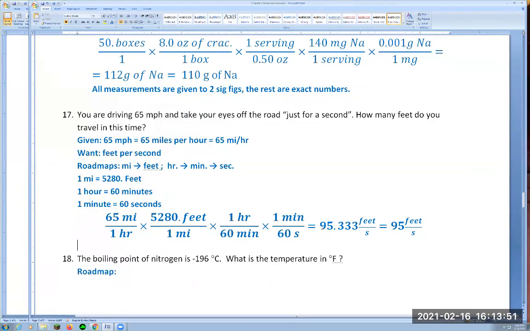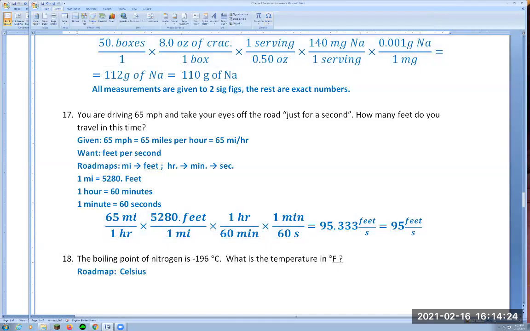Question 18. The boiling point of nitrogen is negative 196 degrees Celsius. What is the temperature in degrees Fahrenheit? So notice how it's a very low temperature in degrees Celsius. So we expect a very low temperature in degrees Fahrenheit. So we also expect a negative temperature again. And so you have Celsius and you want, let me add an arrow here, Fahrenheit.